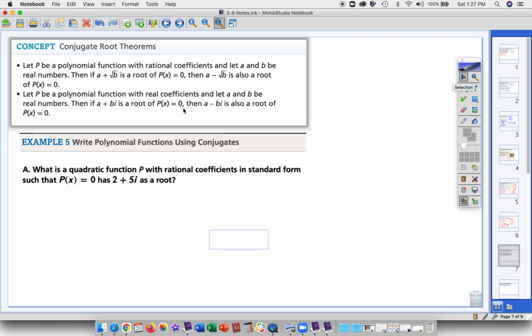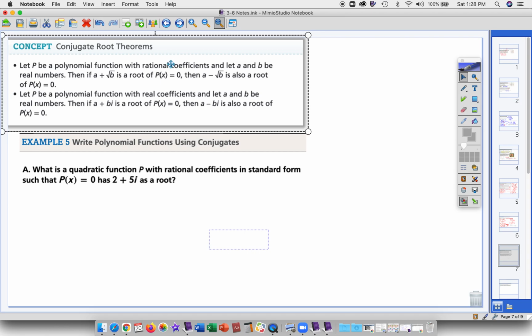Okay, so one more theorem for today. The conjugate root theorem. So let P be a polynomial function with rational coefficients and let A and B be real numbers. Then if A plus root B is a root, then A minus root B is also a root. So remember, these are conjugates, just like A plus B, A minus B. The only difference is these are root B and negative root B. So they have to occur in conjugate pairs when you have rational coefficients.